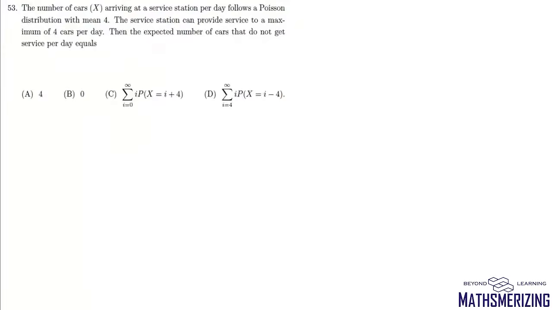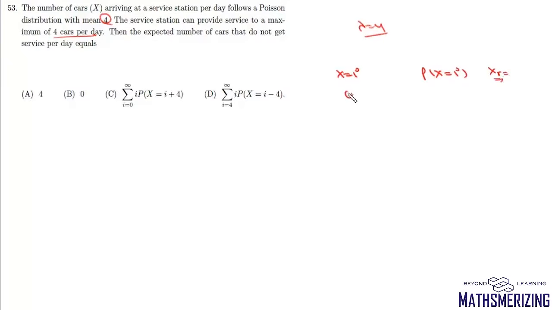Now question number 53 is: the number of cars X arriving at a service station per day follows a Poisson distribution with mean 4. So the value of lambda is 4. It says the service station can provide service to a maximum of 4 cars per day. Then the expected number of cars that do not get service per day equals what? Now what we'll do is define a random variable X equals i, and then find its corresponding probability P(xi). And then we'll also define a random variable XR, which represents the number of returned cars.